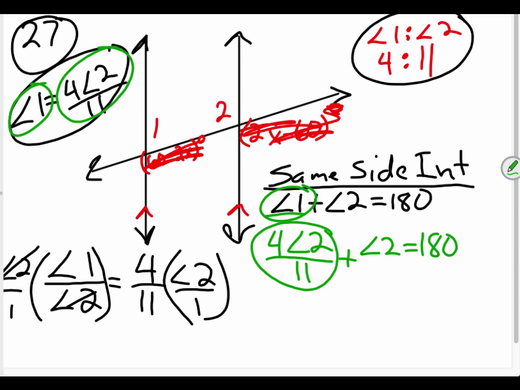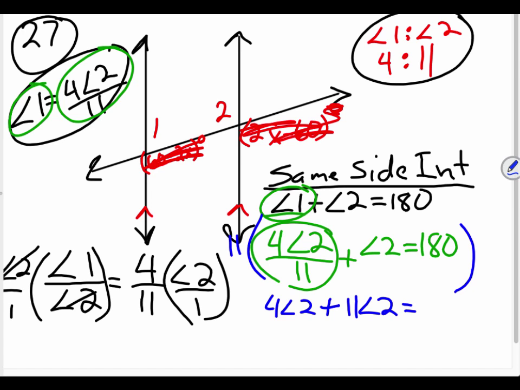So, anyways, how would you solve that normally? What would you do to this to make it easier for yourselves? Multiply the whole equation by 11. What that does is it gets rid of any fraction. So when I multiply the first term by 11, the 11s cancel, and I get 4 times the measure of angle 2, plus 11 times the measure of angle 2, is equal to, what's 11 times 180?